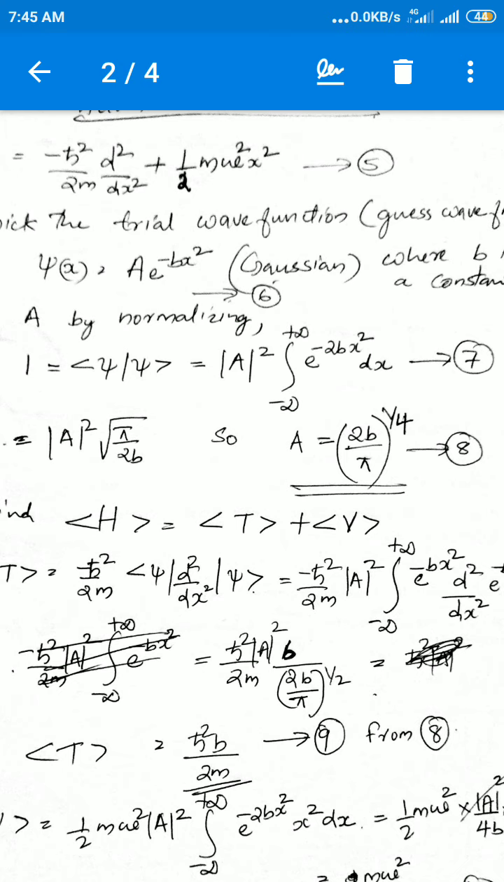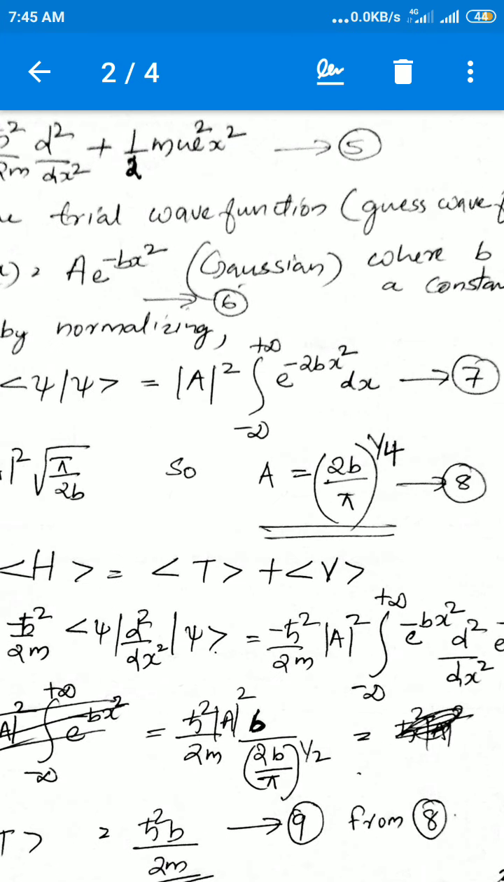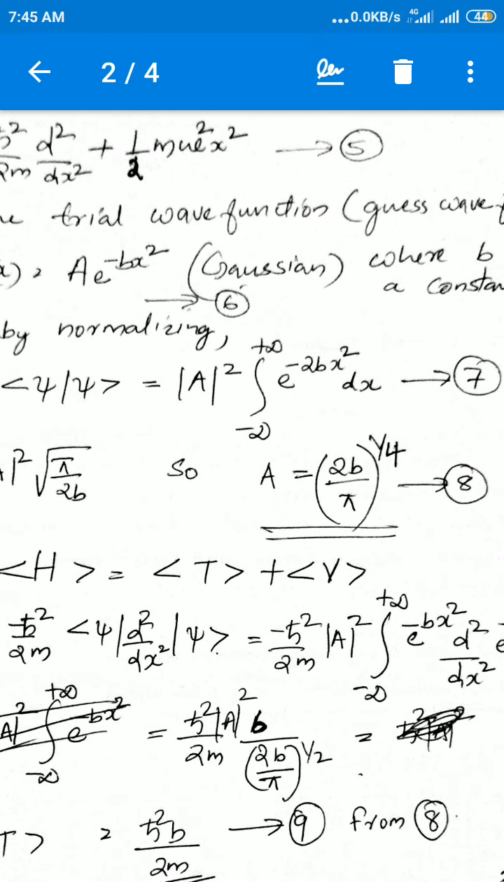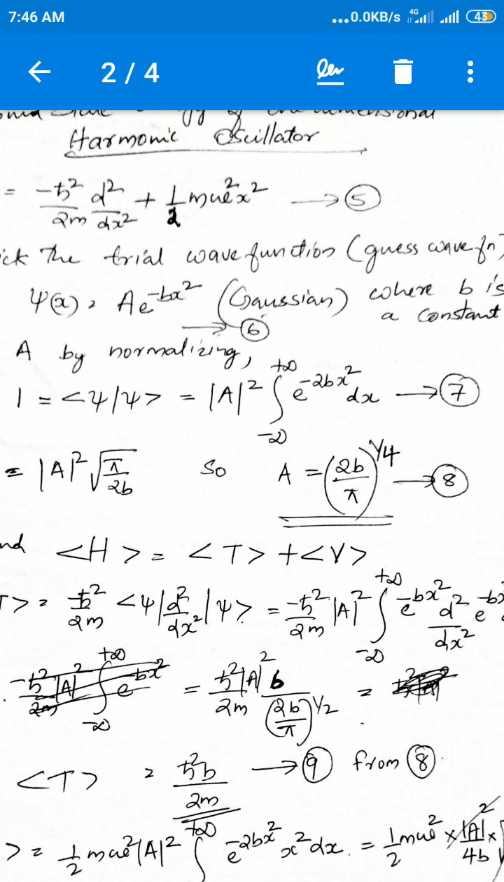That is a constant. You can take it out from the integration, and the remaining 2 terms will be e raised to minus bx squared, which comes 2 times from the bra psi and from the ket psi, isn't it? So integration from minus infinity to plus infinity of e raised to minus 2bx square dx will be the value of psi star psi, which is equal to 1. So we know that it is equal to 1, since the wave function is normalized.